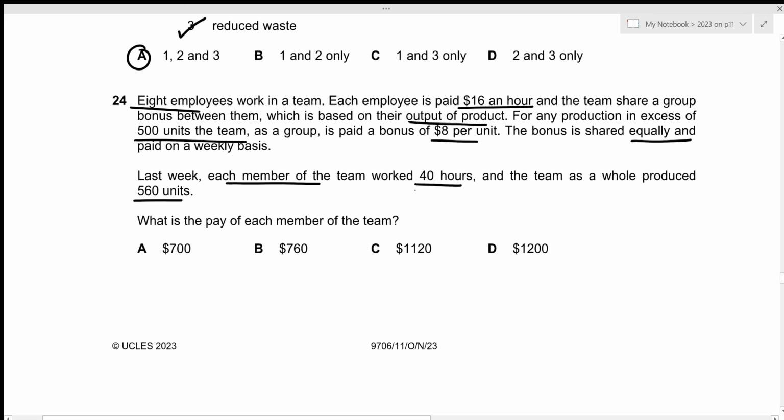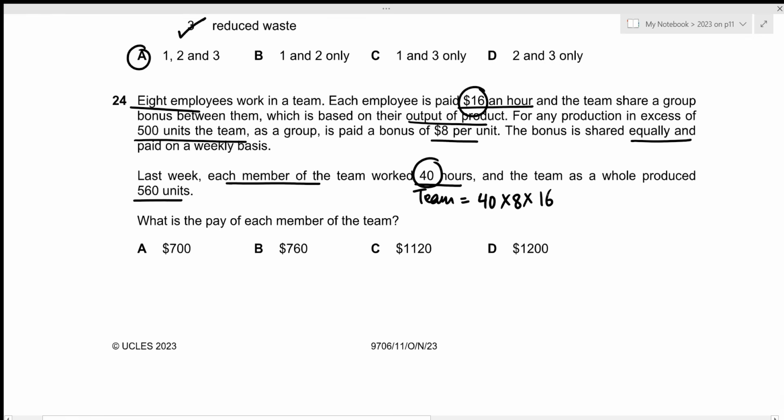Let us first figure out the pay of the team itself. So each member of the team worked 40 hours, and we're talking about 8 members, right? So that's the total hours worked. And we also know that each employee will be paid 16 an hour. So we just need to multiply it by 16 in order to get the hourly rate paid to the 8 employees who work in a team.